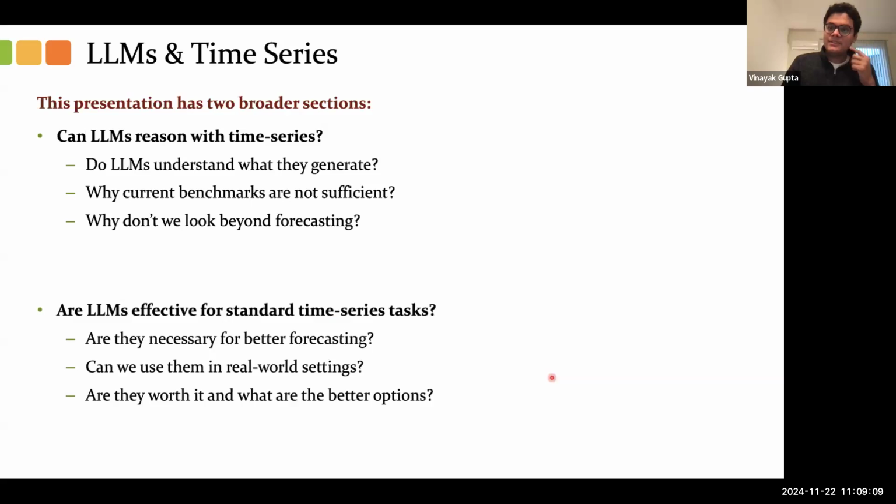The second part takes a step back. If we dive deeper into standard tasks, for example, forecasting in this case, can LLMs actually forecast time series? Because there have been several claims that say that LLMs can forecast. If we fine tune GPT-2, it can forecast. If we fine tune Llama 2, it can forecast. So we dive deep into, do we actually need large language models for forecasting settings? And if we need them, can we actually use them for real world settings?